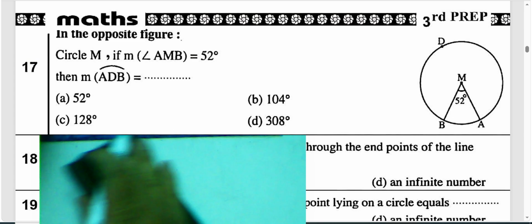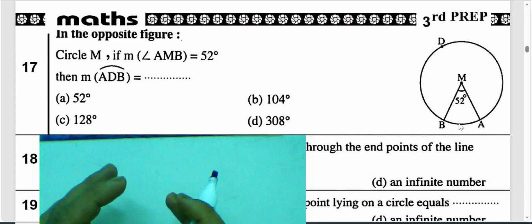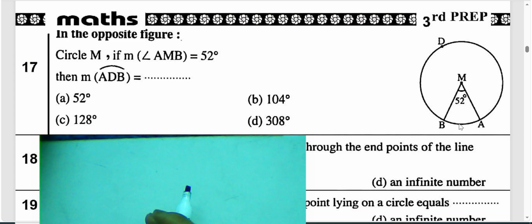Okay, next question. Here we have a circle and a central angle. We have the measure of angle BMA equal to 52 degrees. Also, he wants to find the measure of arc ADB. We know the measure of the small arc BA is equivalent to what? Equivalent to 52, because the measure of arc BA is equivalent to the opposite angle, which is 52 degrees.